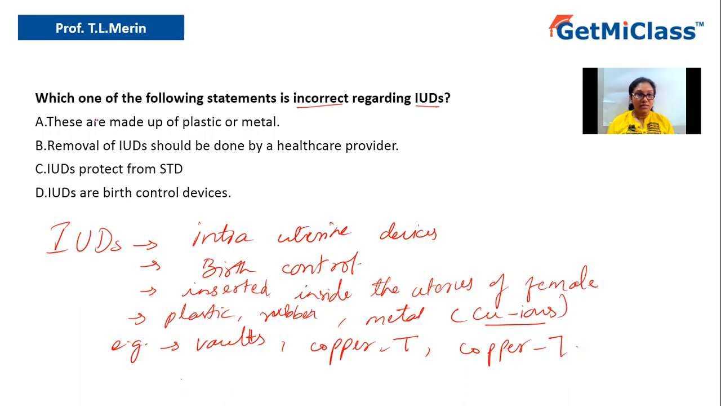So let us see. Option A says these are made up of plastic or metal. Yes, that is the correct statement, but we are looking for the incorrect one. So we will rule that out.